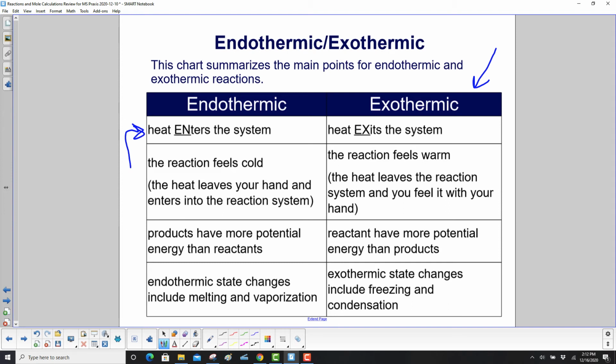So for endothermic, the reaction feels cold. The heat leaves your hand and enters into the reaction system. Exothermic, reaction feels warm. The heat leaves the reaction system and you feel it with your hand.